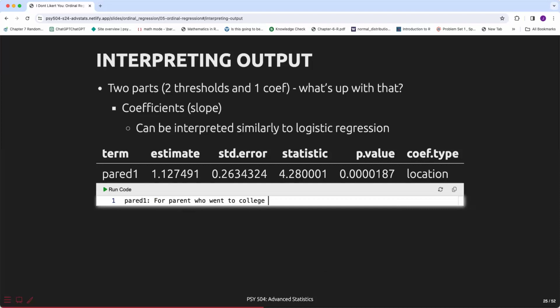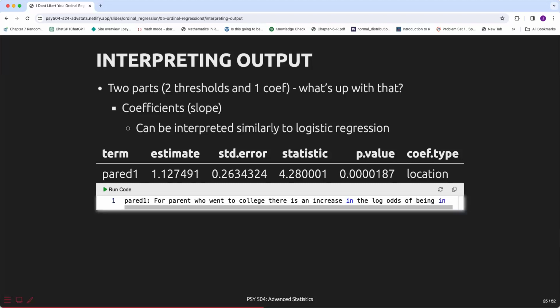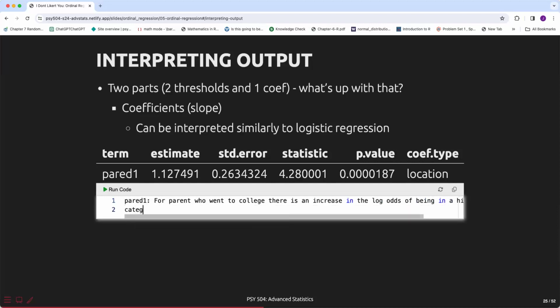we can say for a parent who went to college, there is an increase in the log odds of being in a higher category. So remember our interpretation of the coefficient. Right, so increase in the log odds of being in a higher category. We can say increase of 1.13 in the log odds of being in a higher category.